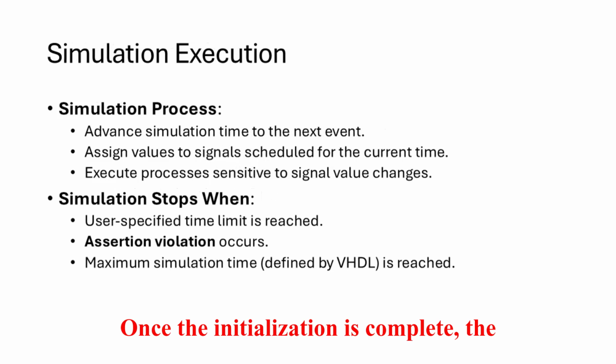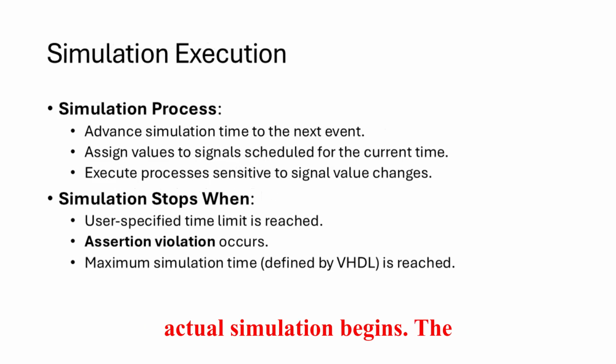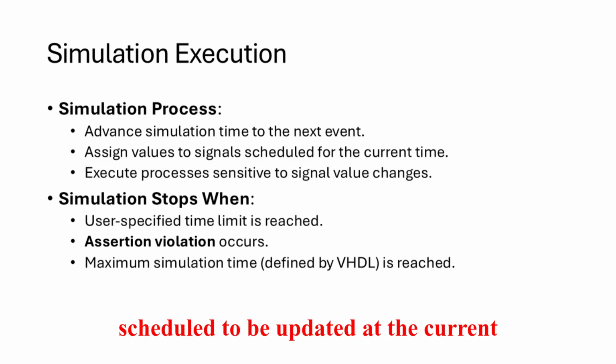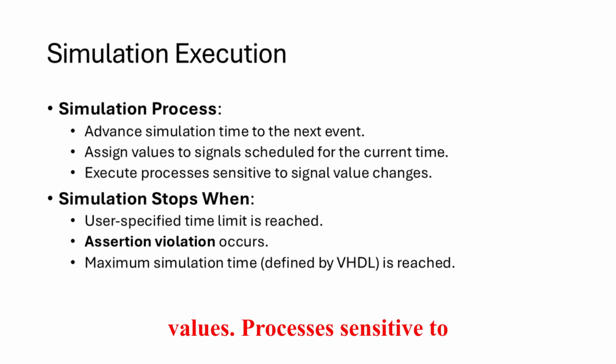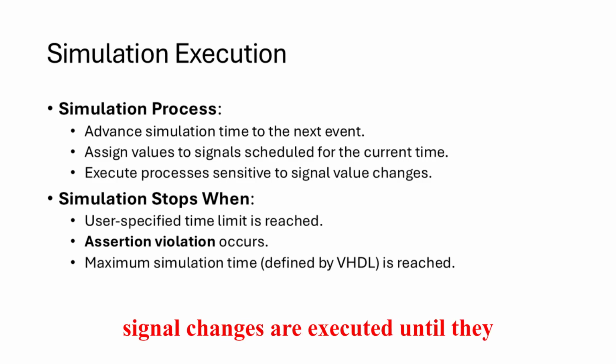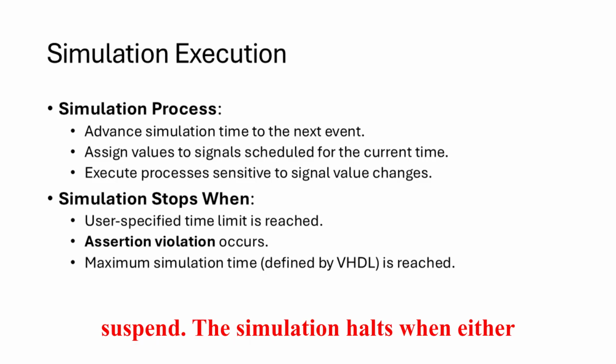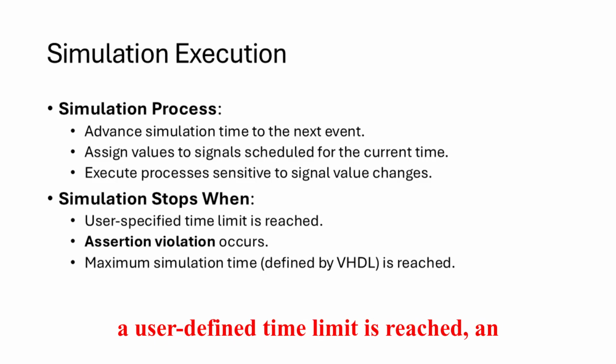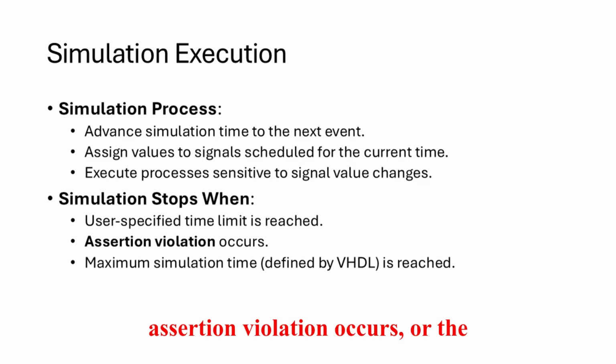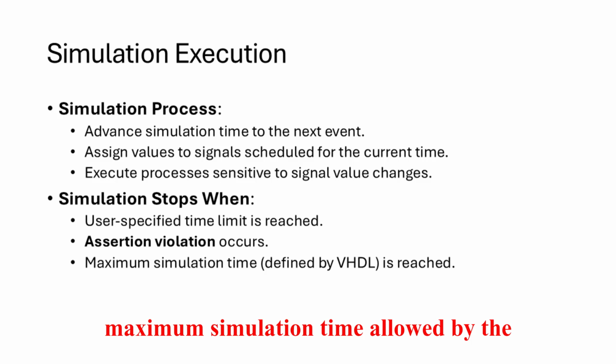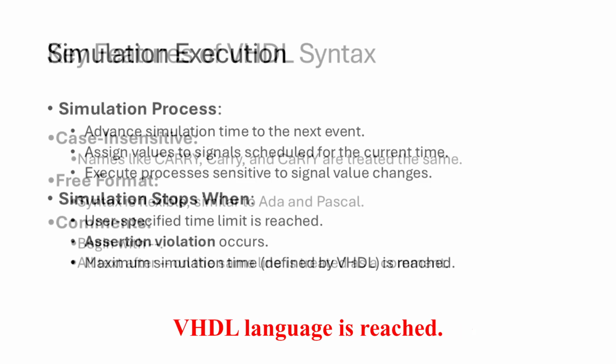Once the initialization is complete, the actual simulation begins. The simulation advances time to the occurrence of the next event. Signals scheduled to be updated at the current simulation time are assigned their values. Processes sensitive to signal changes are executed until they suspend. The simulation halts when either a user-defined time limit is reached, an assertion violation occurs, or the maximum simulation time allowed by the VHDL language is reached.